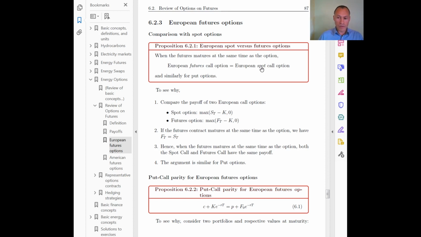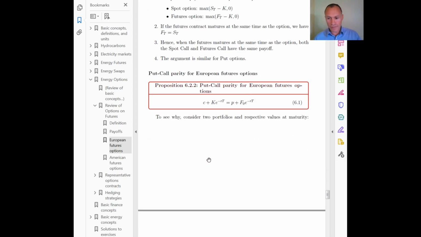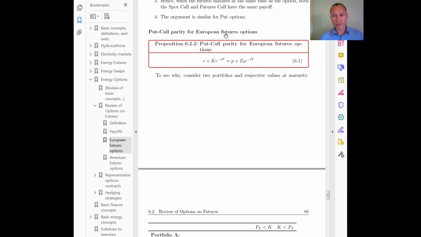And this works for call options, and exactly the same argument shows you that it works also for put options, right? So that's one first important result. The second result is the put-call parity, again for European options, for futures options.